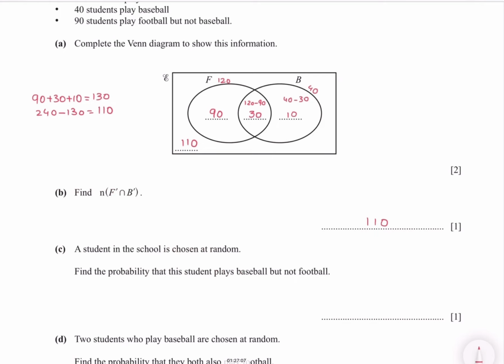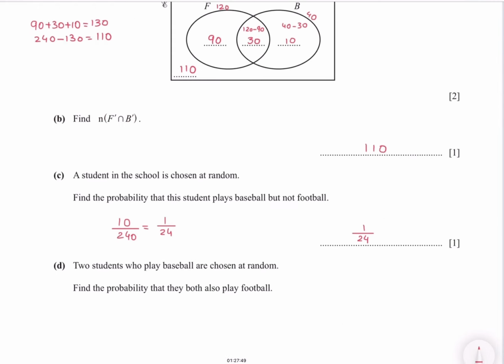A student in the school is chosen at random. Find the probability that this student plays baseball but not football. So that is 10 out of 240. Simplify it. So 1 out of 24. Two students who play baseball are chosen at random. Find the probability that they both also play football. So 30 out of 40 times 29 out of 39.